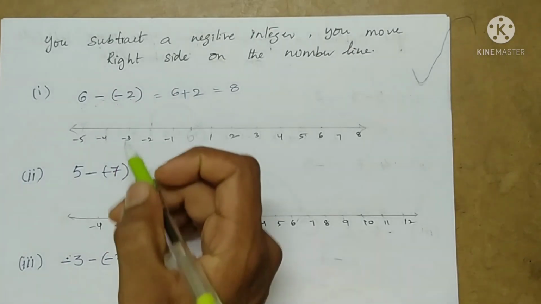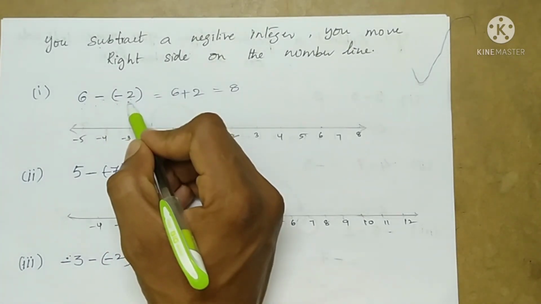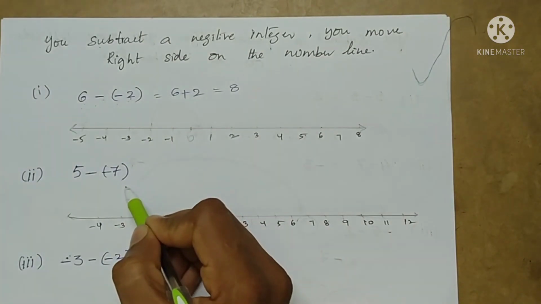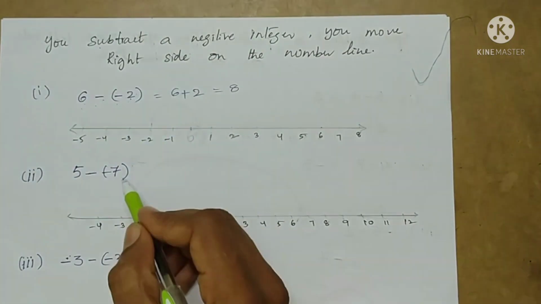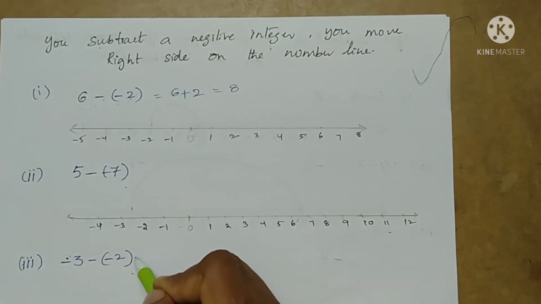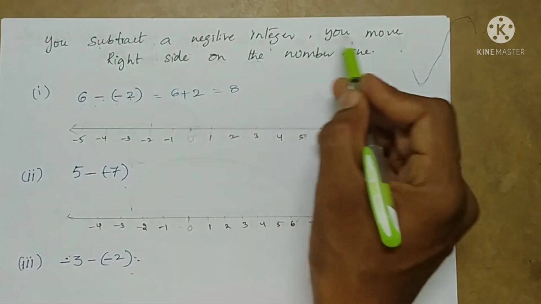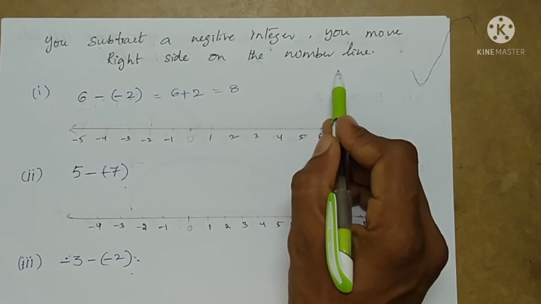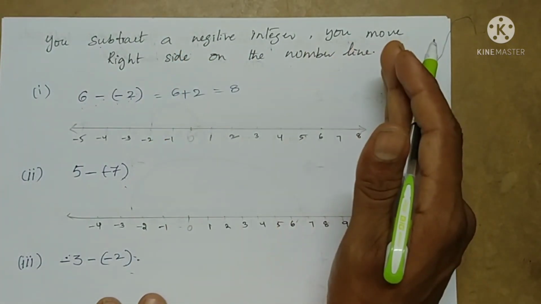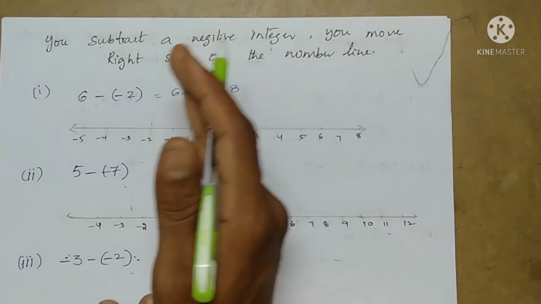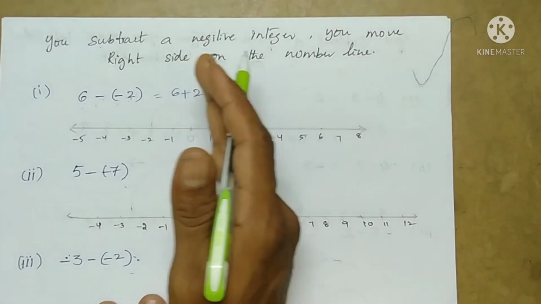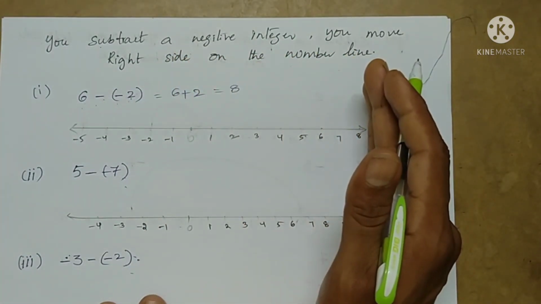Next model, subtract a negative integer. So subtract a negative integer. These are all negative integers. When you subtract a negative integer, you move right on the number line. Right side, this side. You just move right on the number line.